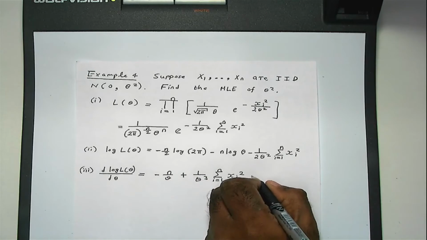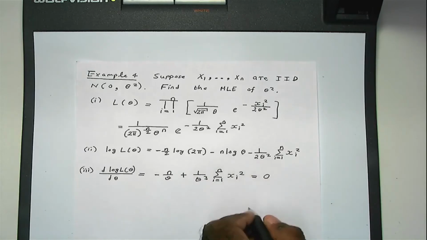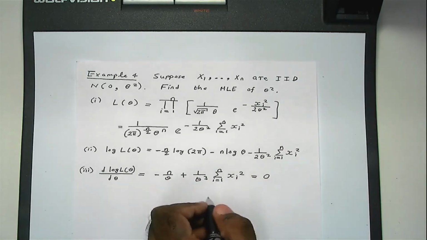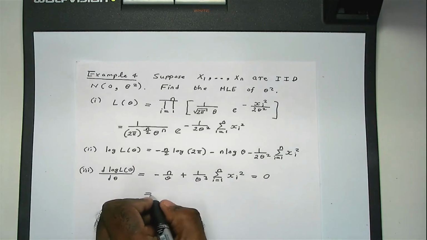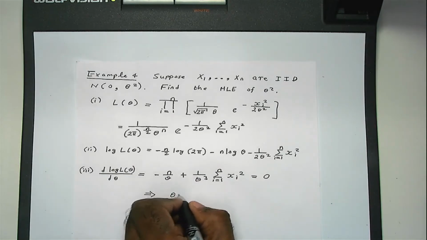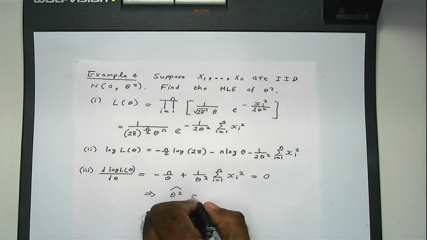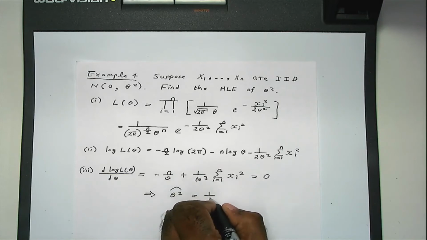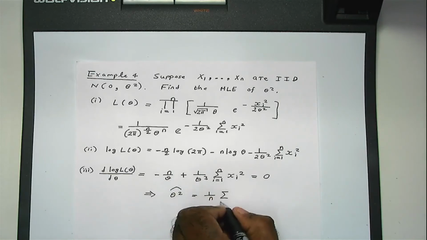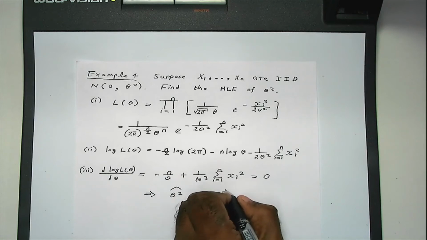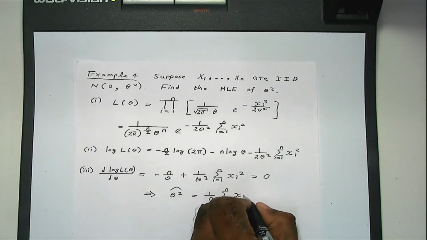Now we set this to 0 and solve for theta squared, so that will give you 1 over n times the sum of xi squared.